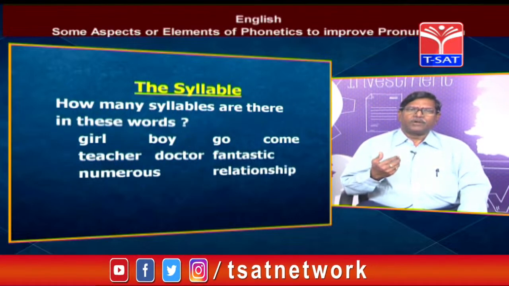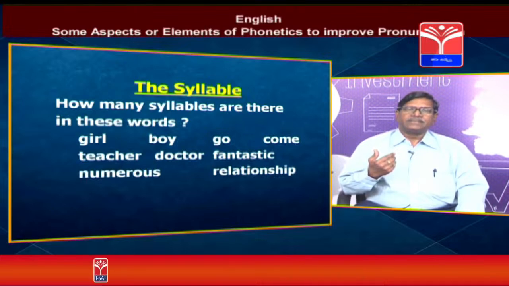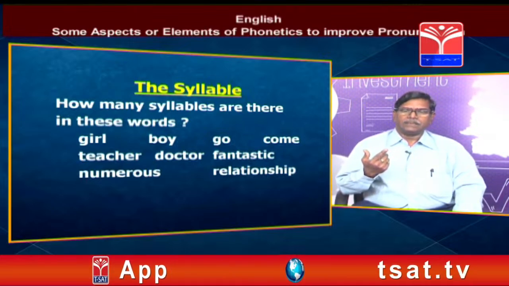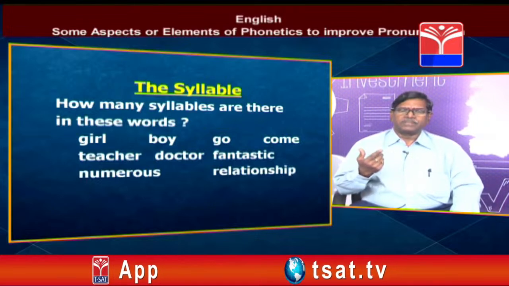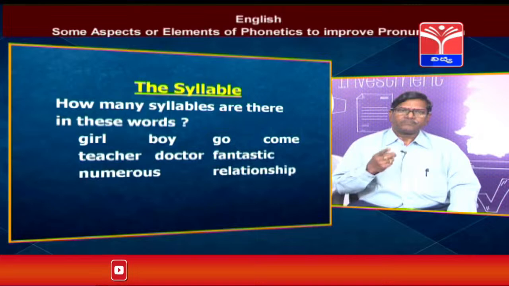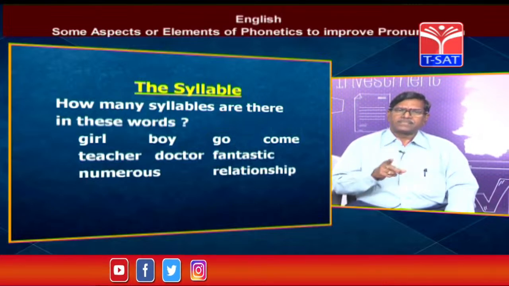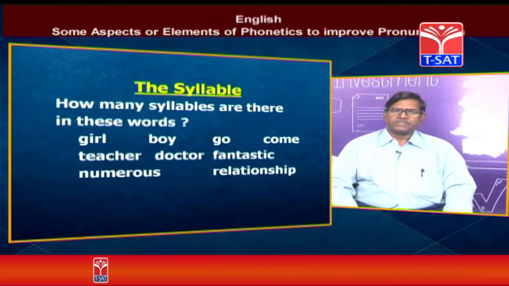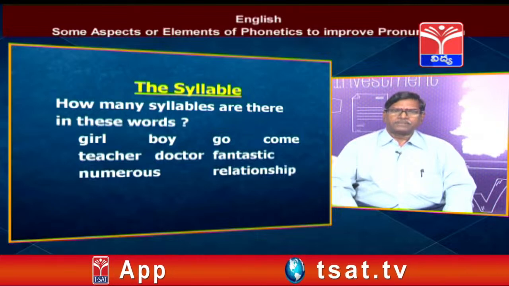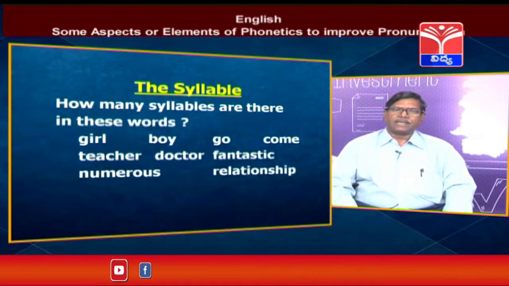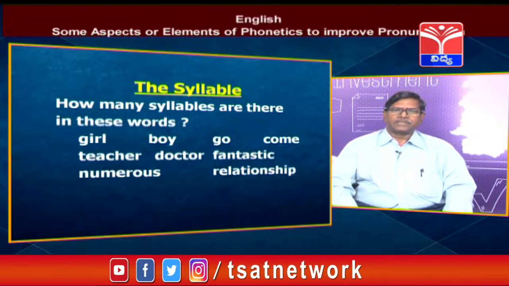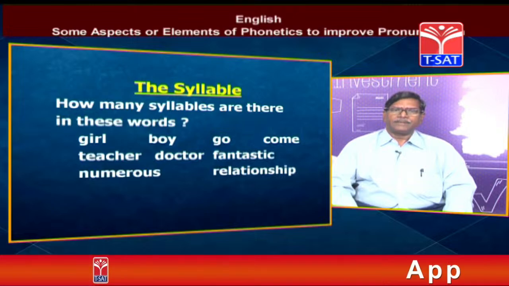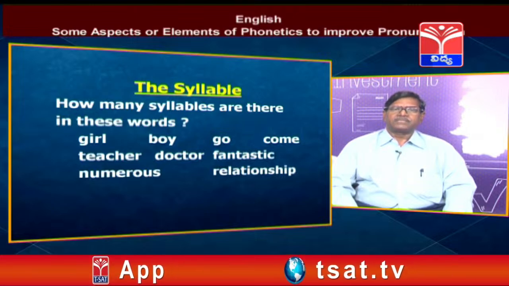See, look at these words. How many syllables are there? Let us consider. Girl, boy, go, come. In all these four words, there is only one syllable. And in the case of teacher, doctor, two syllables are there. Fantastic. How many syllables are there? Three. Fantastic. Numerous. Three syllables. Relationship. How many syllables are there? Four syllables are there.